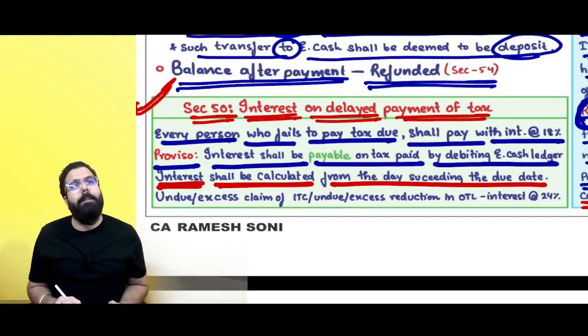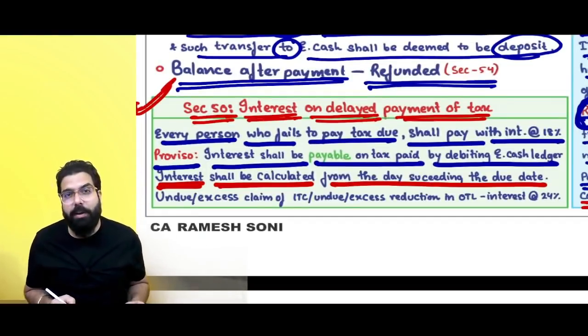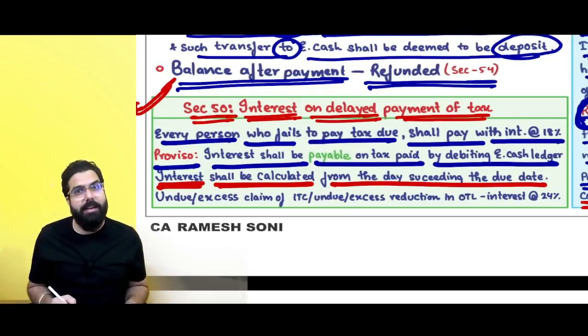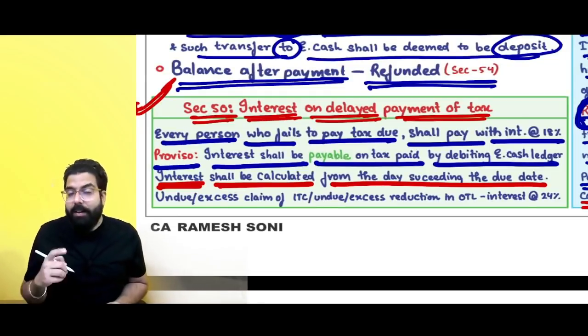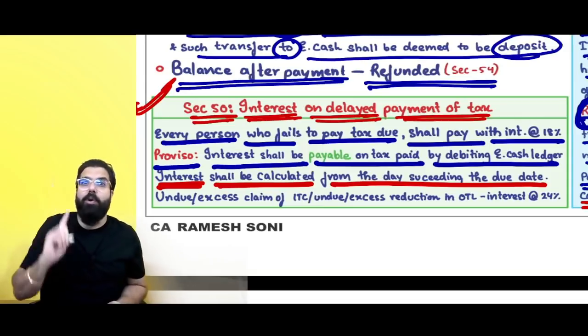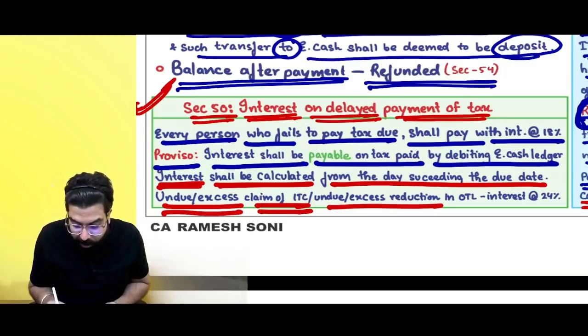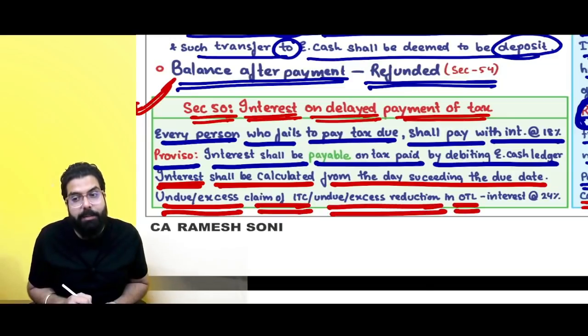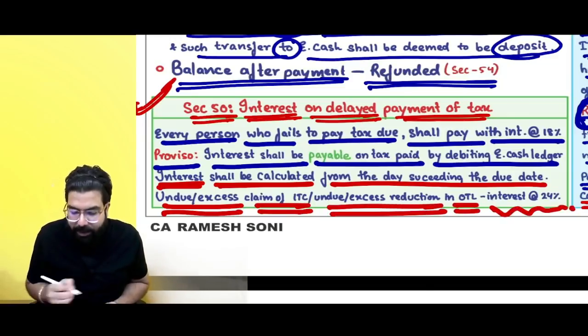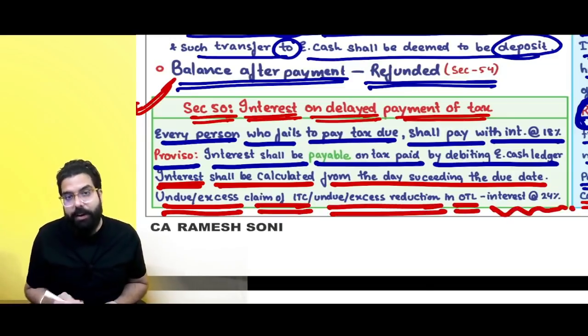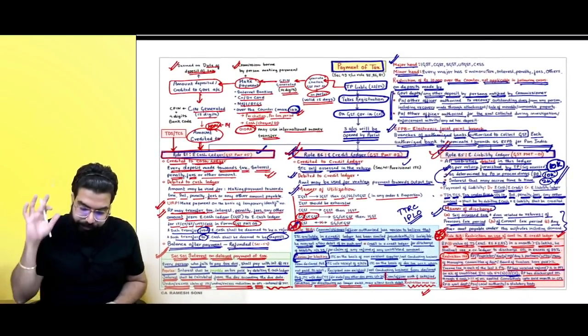Sir, for an example, I have gone ahead and taken extra input tax credit. Baba, always remember, if you have taken any extra input tax credit and the officer catches you, they will take the extra input tax credit back from you. Undue or excess claim of input tax credit, or undue or excess reduction in the output tax liability, you will be liable to pay interest at the rate of 24%. Done, sir. Point is clear.